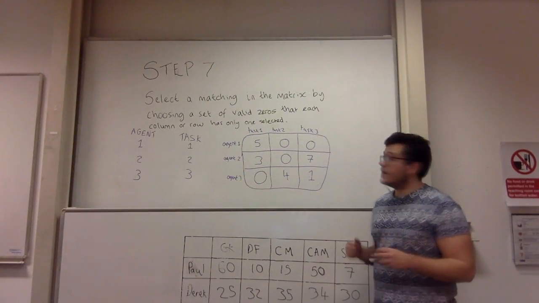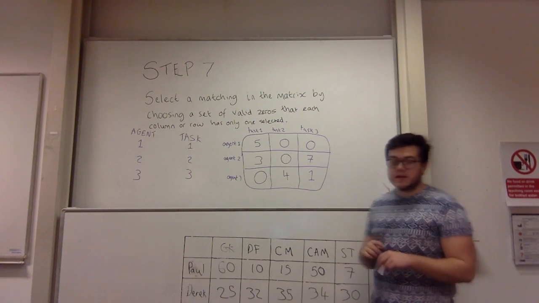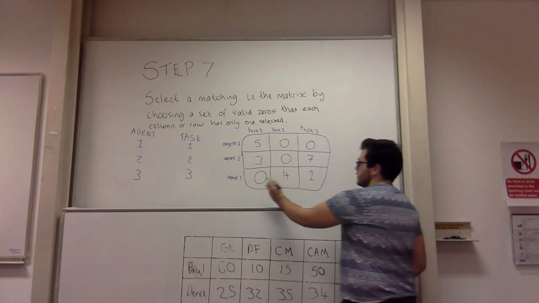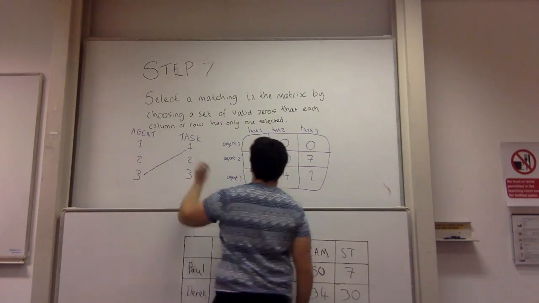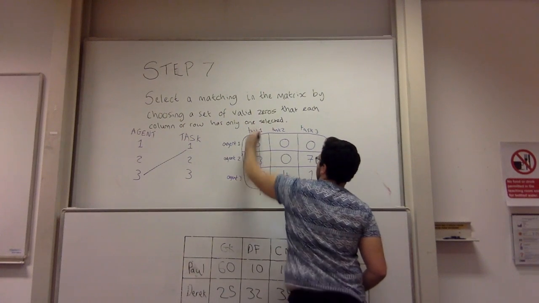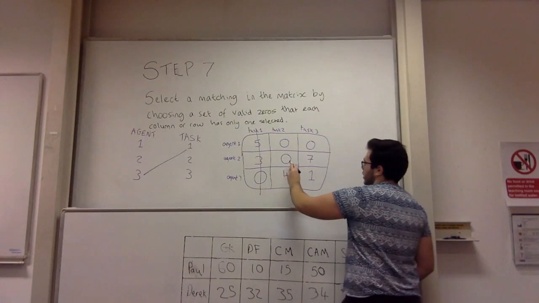In this step, we need to select a matching in the matrix by choosing a set of valid zeros, so that each column or row has only one selected. This row only has 1 zero, so this means agent 3 is forced to take task 1. This means that whole task is wiped out. Now if you look at agent 2, he can only take on task 2.